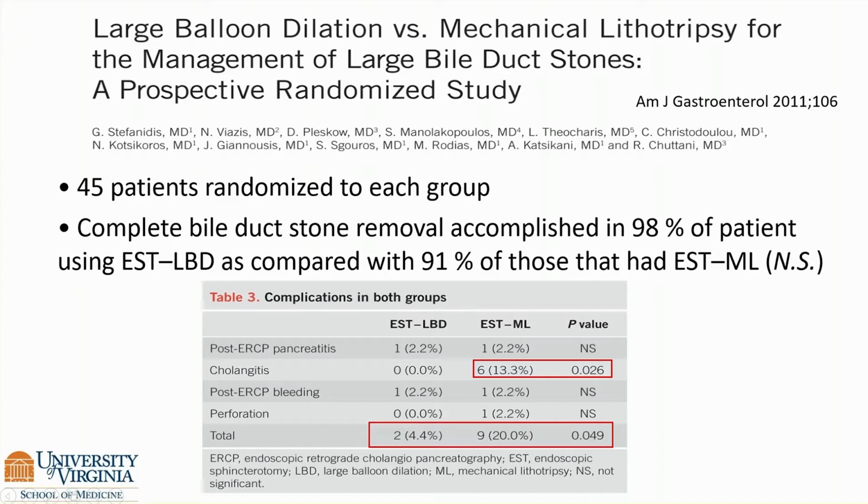So with respect to large balloon dilation versus mechanical lithotripsy, this was a prospective randomized study, and it actually found no statistically significant difference in terms of efficacy of removal of stones. But you'll notice here that in the large balloon dilation arm, there were fewer adverse events compared to the mechanical lithotripsy arm.